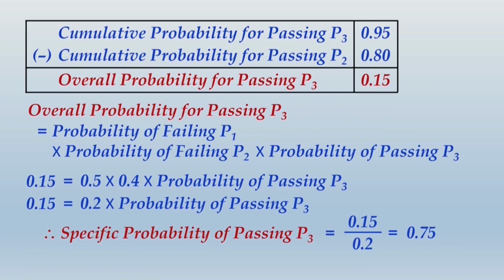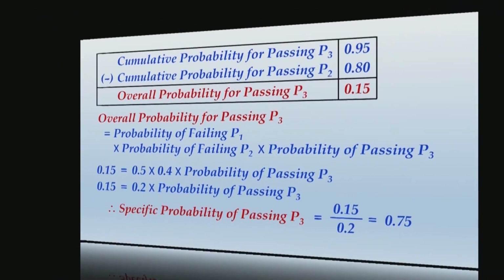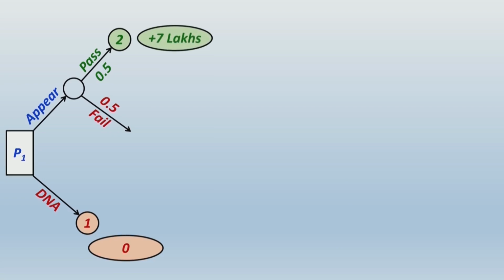Alright friends, once you have computed the specific probability of passing P1, P2, P3, one task is done. Now you are ready to prepare the decision tree. At P1, you may decide to appear or not appear. If you do not appear, it is an end outcome with 0 as the monetary value. If you appear, there can be two possibilities. Either you pass, where the probability of pass is 0.5, or you fail, so the probability of fail will also be 0.5. If you pass, you will be awarded a prize of 10 lakhs, but the price that you paid for appearing for test P1 was 3 lakhs, so the net cash flow in your hand will be 7 lakhs.